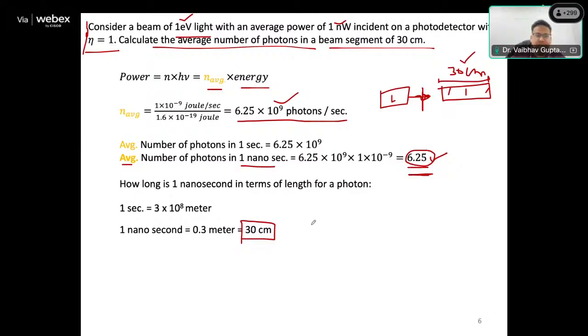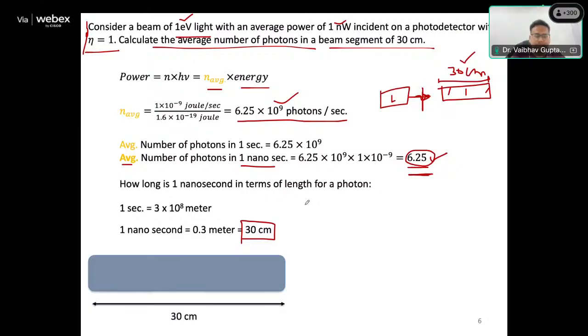But it sounds interesting, how can 6 photons be available? So let's say this is 30, and these are the total 6 photons: 1, 2, 3, 4, 5, 6, right?